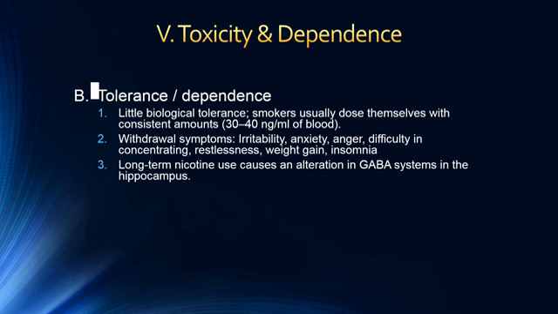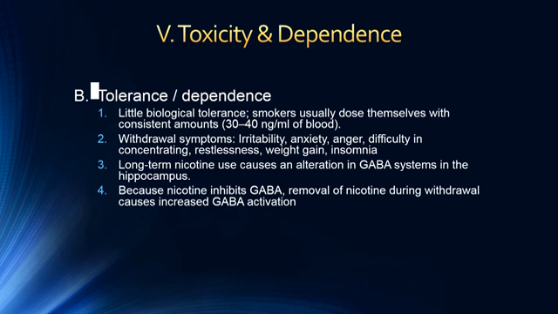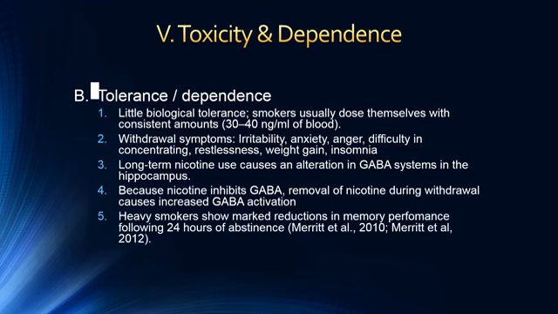Long-term nicotine use causes an alteration in GABA systems in the hippocampus. Because nicotine inhibits GABA, removal of nicotine during withdrawal causes increased GABA activation. And we have shown, because of this increased GABA activation during withdrawal, heavy smokers show marked reductions in memory performance following 24 hours of abstinence. And this is a fairly clear finding. We have found it in 3 different research papers, and others have found the same finding throughout the literature. In one paper we found there may be some sex differences in the cognitive effects of withdrawal, and certainly we know that there are differences in how men and women respond to different kinds of treatment.